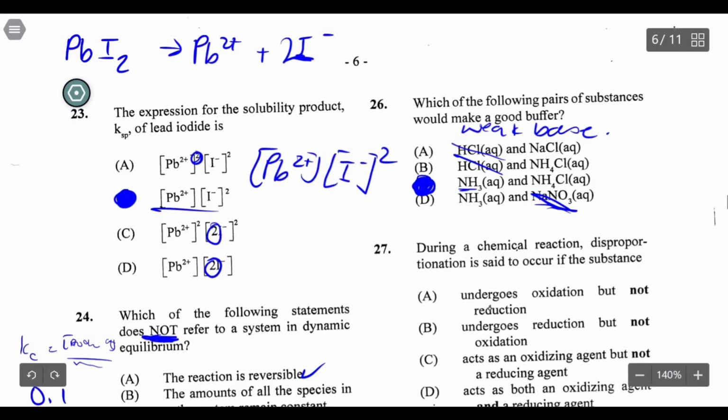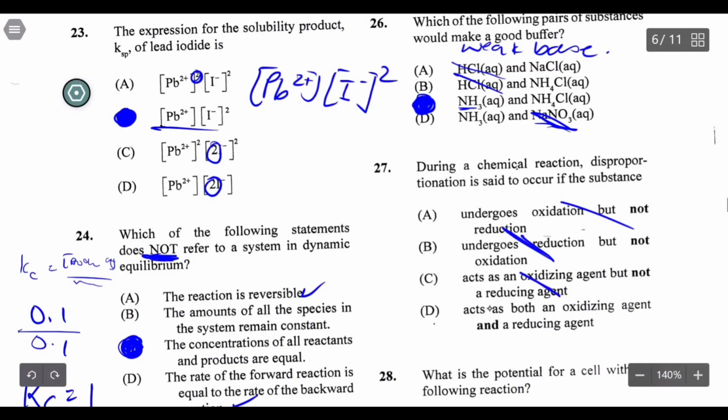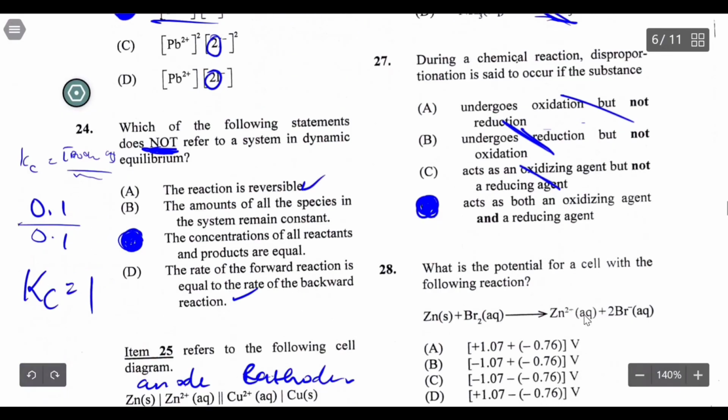During a chemical reaction, disproportionation is said to occur if a substance undergoes oxidation but not reduction? Nope. Undergoes reduction but not oxidation? No, it actually undergoes both. So acts as an oxidizing agent but not a reducing agent? That's not true either. So we're left with D, which acts as both an oxidizing and reducing agent, and that's the correct answer.